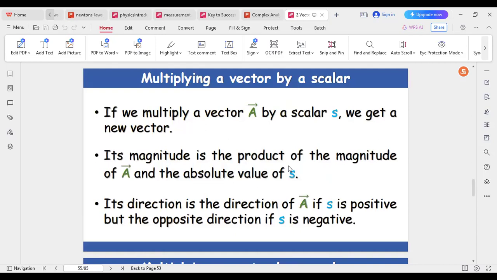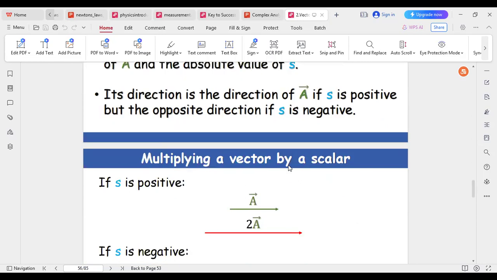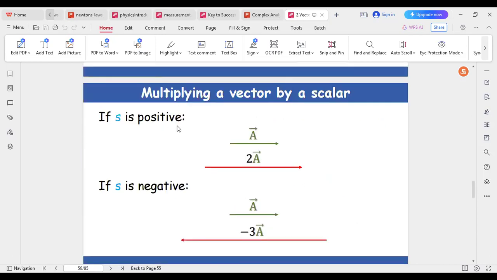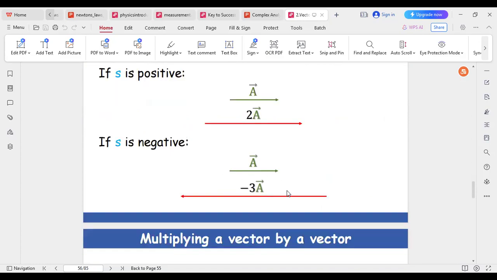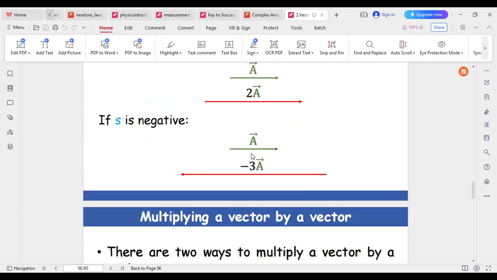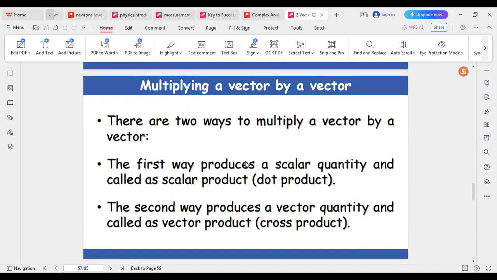Now, multiplying vectors: multiplying a vector by a scalar, and multiplying a vector by a vector also. So there are two types of multiplication here. If s is positive, then 2 times A will be like this. If s is negative, then -3 times A will be like this, just opposite of A, because it is negative. Now, multiplying a vector by a vector, there are two types: one is the dot product, and the other is the cross product.